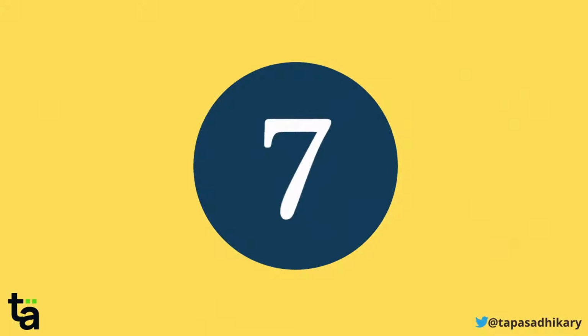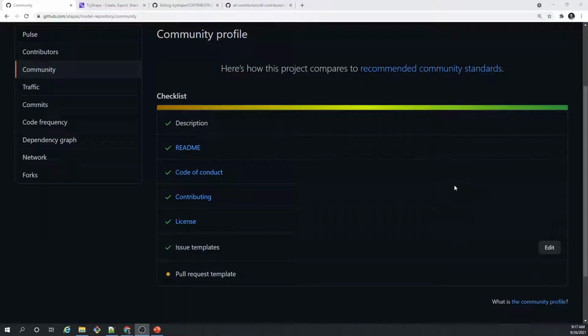Number 7. Alright, so we have done most of the checklist. The last thing that is pending is a pull request template. So that's our number 7 item that we are going to talk about now. Like the issue templates, you should also guide your contributors with the creation of your pull request, like a PR, right? So you can create a template for PR as well.